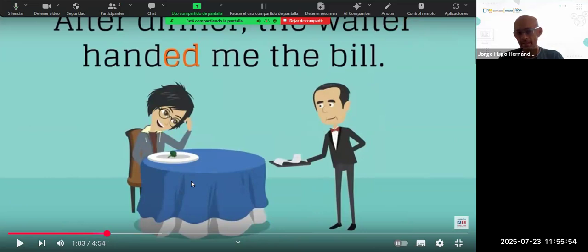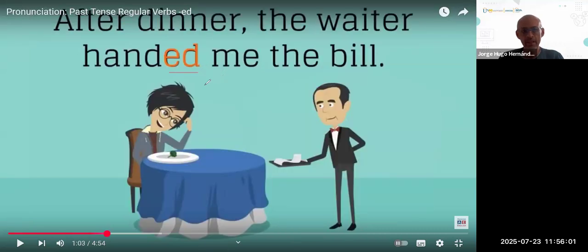But here is different. Not always the ED is pronounced similarly. Here, we pronounce this like ED. So, in present, hand. In past, handed. Huh? Handed. Handed.